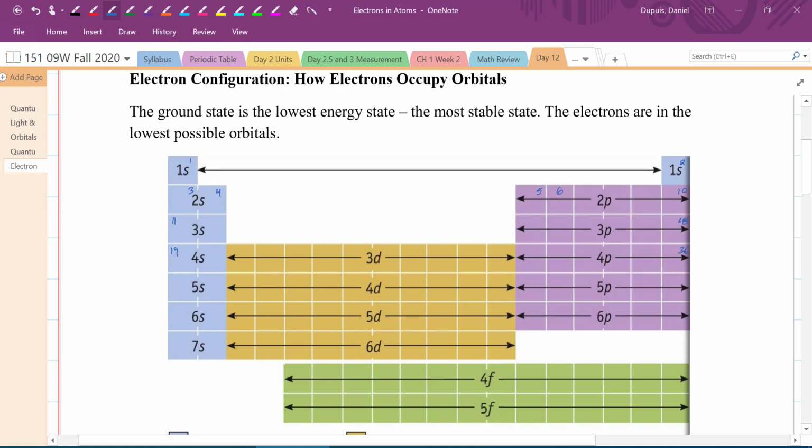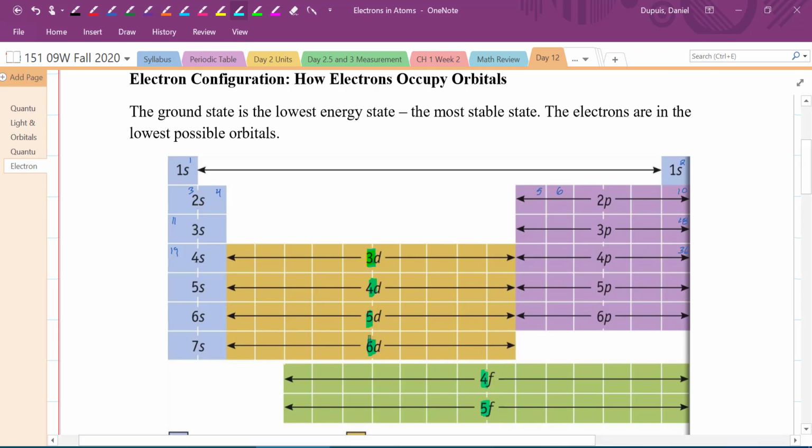Okay, there are some anomalies here. If you look, this is 4, 3. That's 4. There are some, I'll highlight them right now. Oh, that's not a good highlight for that color. 3, 4, 5. These D's are off by 1. The F's are off by 2. We'll get there. But the ground state is the lowest energy state and the most stable state, and that's what we're going to focus on.